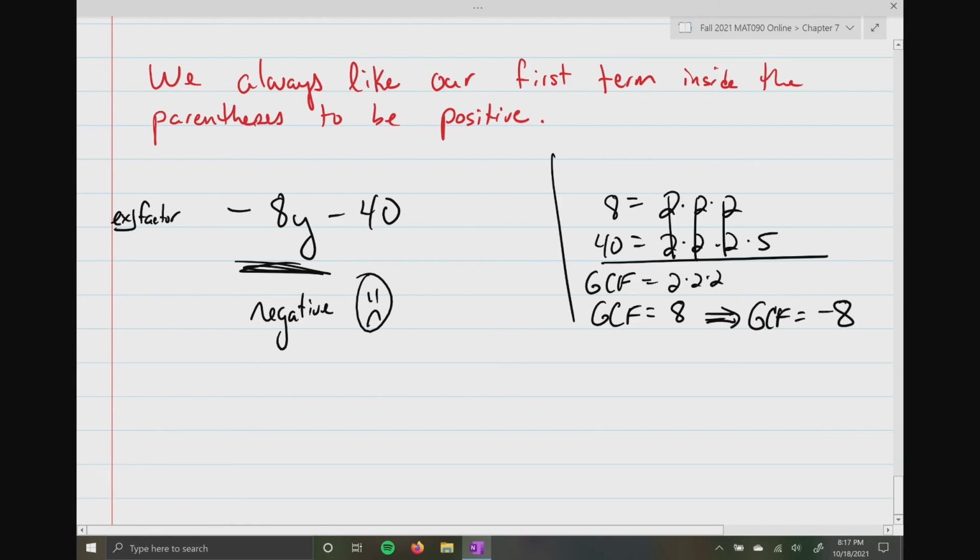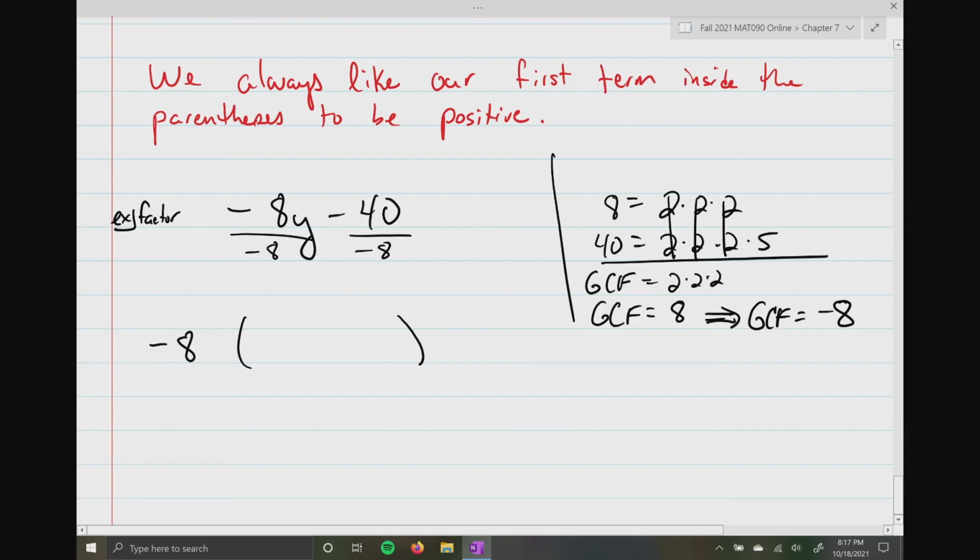Okay? Now, if you've been kind of catching on to what we've been doing, hopefully this is easy. We're going to write the GCF out front. And as soon as you've established that the GCF is negative 8, you're going to be dividing everything by negative 8. So, let's take it one step at a time. First term. Negative 8 divided by negative 8 is positive 1.